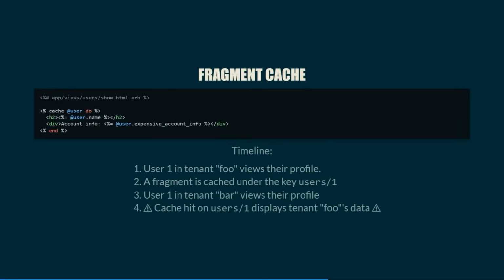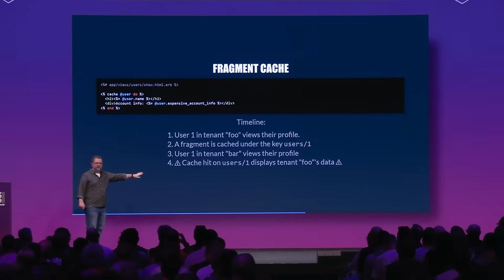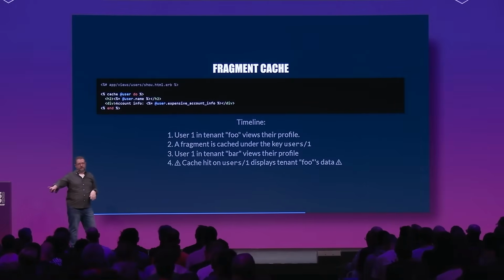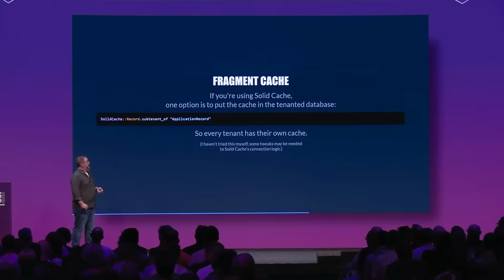Let's talk about the fragment cache. The fragment cache key for most Rails objects, by default, is going to be something like, here it says users/1. It's like the table name and then the ID. And if you've been paying attention, you know that that's going to be a conflict. We're going to have a lot of records in the application with ID 1. So there's going to be a user ID 1 in every tenant. So something like this could totally happen where you're going to display a cached version of foo's data to a bar user, and you don't want that.